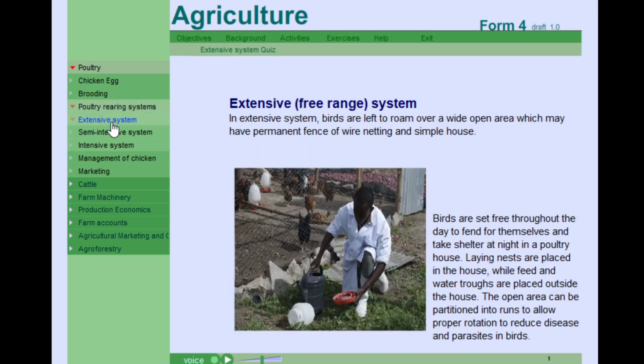Extensive or free-range system. In extensive system, birds are left to roam over a wide open area which may have permanent fence of wire netting and a simple house.